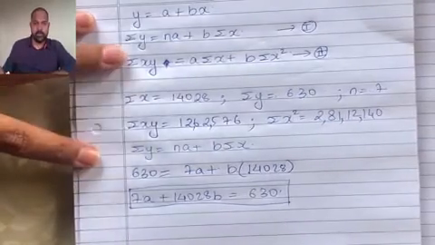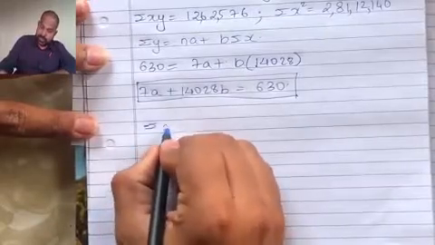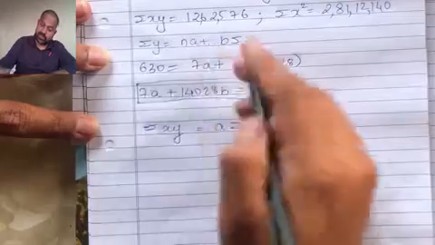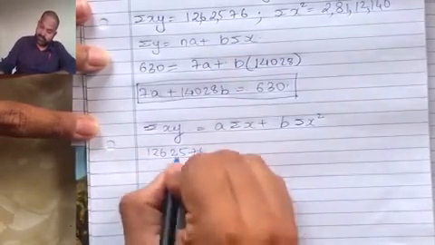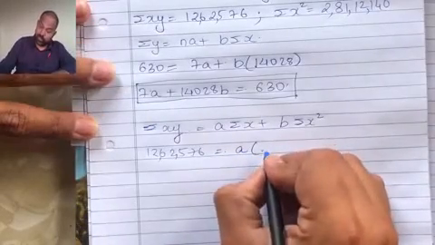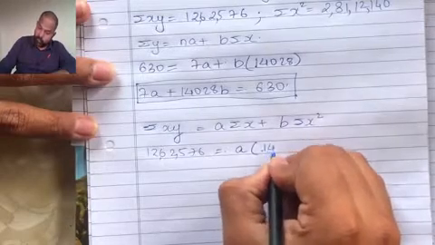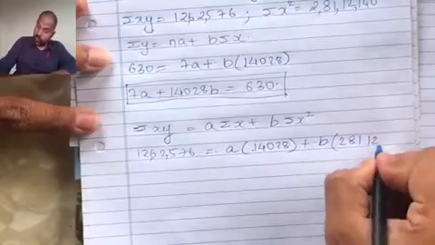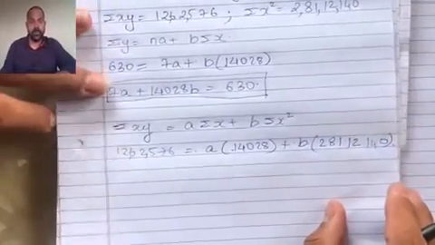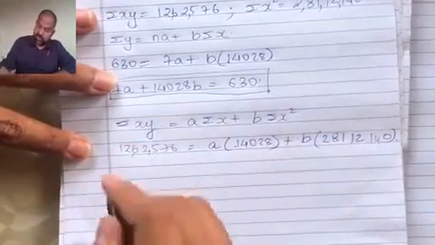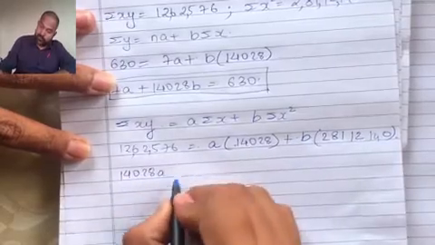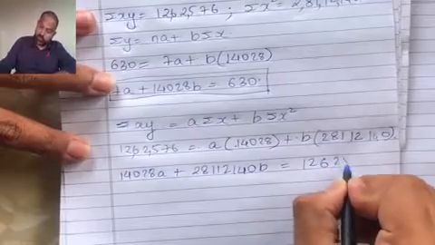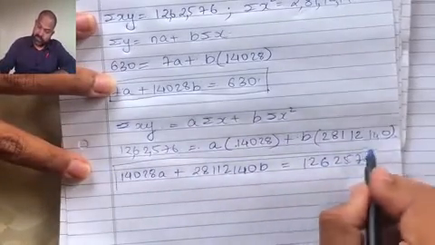Where is the second equation coming from? Here. How? I'm going to say my second equation is sum of xy is equal to a sum of x plus b sum of x square. The sum of xy was 126, 25, 76 is equal to a. Sum of x was 14028 plus b. Sum of x square was 281, 12, 140. I am going to write this on that side and this on that side. So this will become 14028a plus 281 12 140b is equal to 126 2576. This is my second equation in a and b.